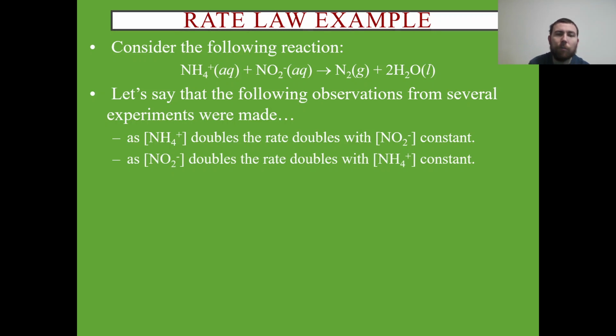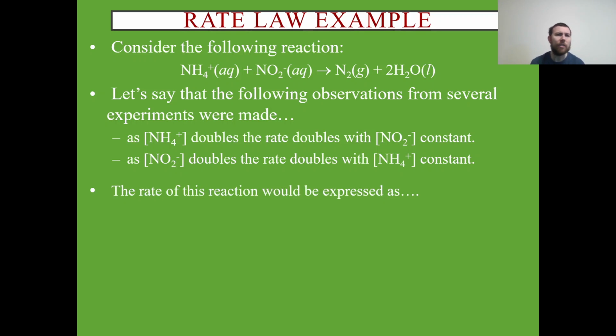Likewise, you note that when you double the concentration of nitrite, the rate also doubles when the concentration of NH4 plus, the ammonium ion, is also held constant. So for both of those ions, we're seeing that they have the same impact on the rate when we change their concentration, right?